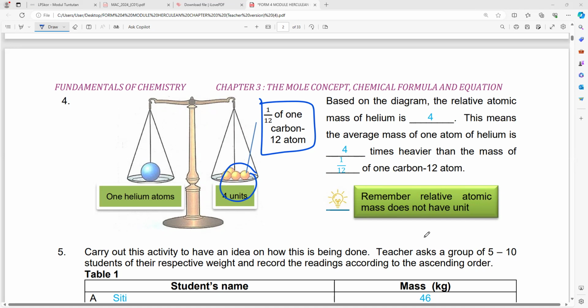Okay, so if I look at this number 4, the relative atomic mass, you can count how many units I have here. 1, 2, 3, 4. So the relative atomic mass of helium is 4. Why? Because one atom of helium is 4 times heavier than 1/12 of carbon-12. Again, is this important for exam? No. But teacher saw this in one of the trial papers.